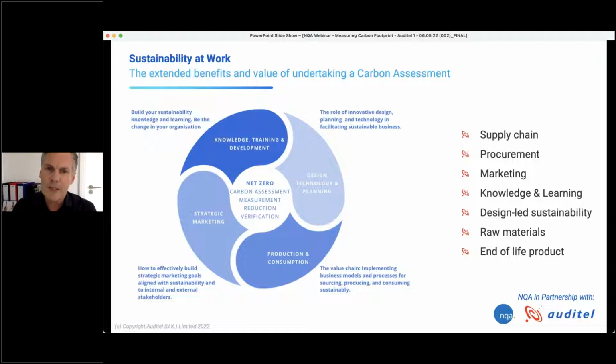The role of innovative design, planning, technologies in helping you facilitate a sustainable business will play a part in the progress of your business. The potential to rewire your business through the value chain and your supply chain. So new business models, be they procurement, supply chain, raw materials, end-of-life product, all those bits may come out of actually undertaking a carbon assessment. So you're going to get much more benefit, much more value, wider value by undertaking this carbon assessment beyond the core of what it's going to deliver.